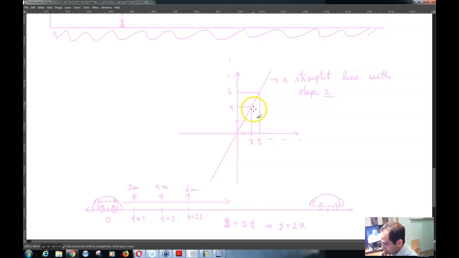And as you can see, the velocity of this car is constant. It is not changing, because it's a straight line. Wherever you go along this straight line, the slope of this line is the same, meaning that at any point in time your velocity is the same thing.